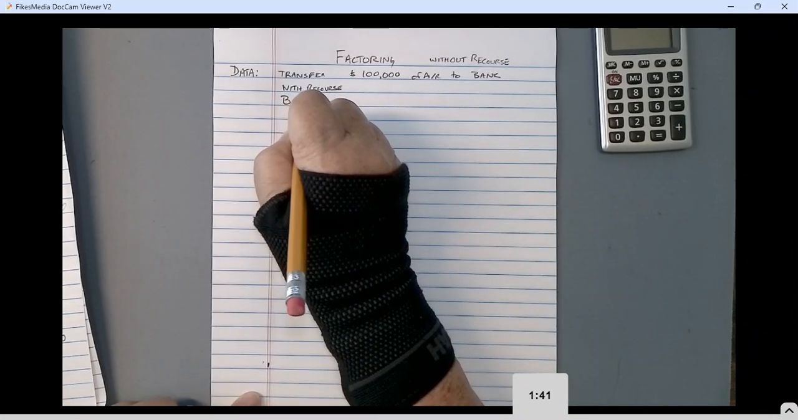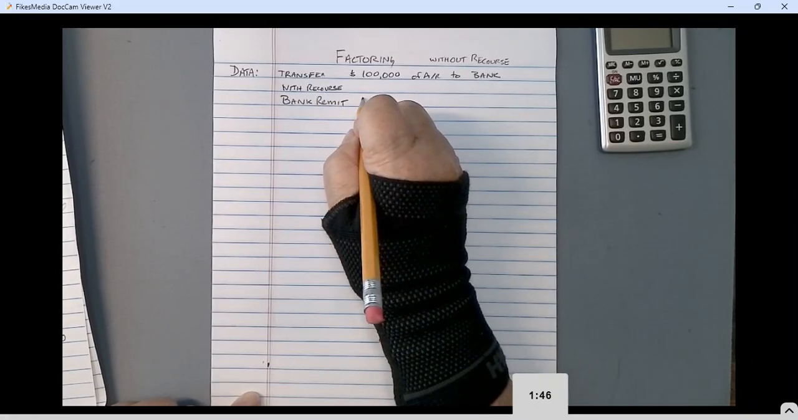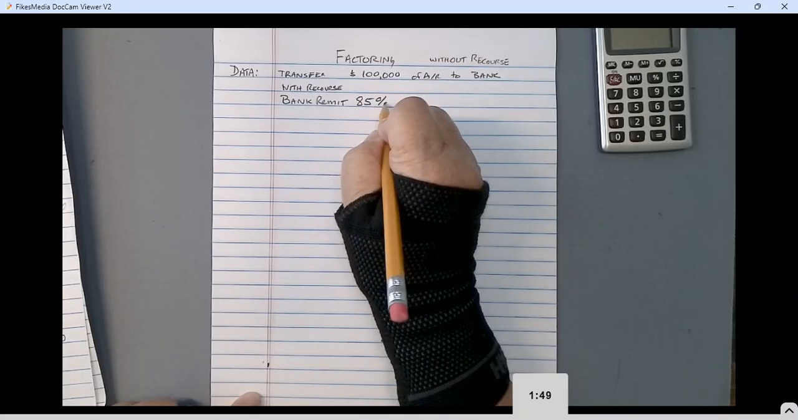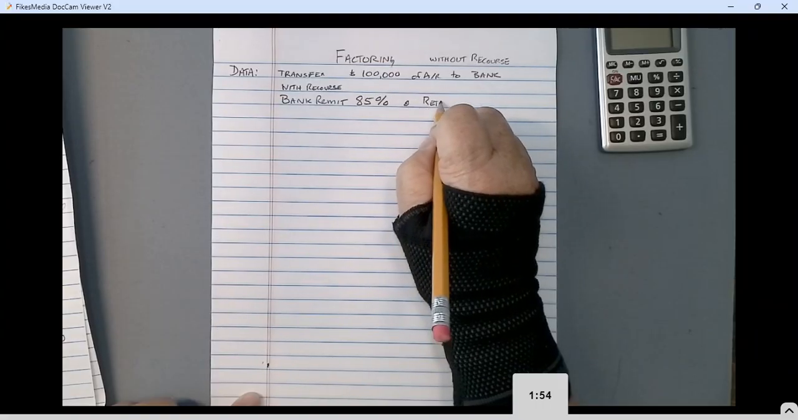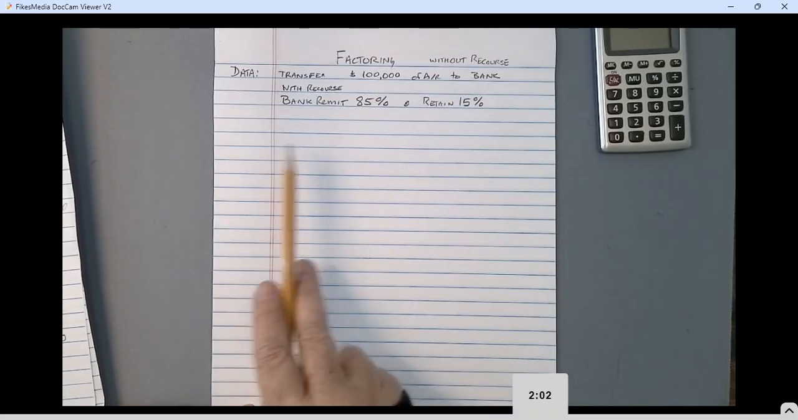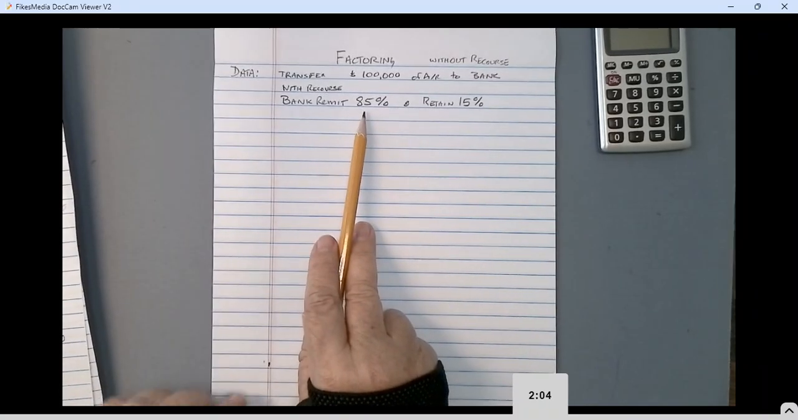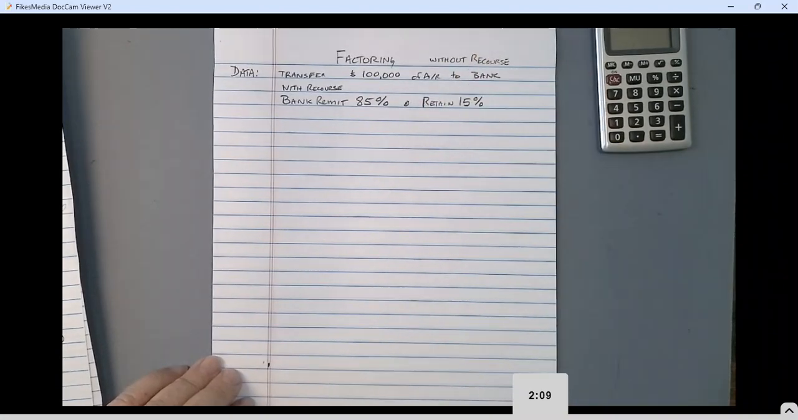How much is the bank going to remit to the company? They're going to remit 85% of those receivables, and they're going to retain 15%. Okay? So when he goes to the bank to get some money selling these receivables, he's going to get 85%. The bank's going to say, I'm retaining 15% because I, as the buyer, have assumed the risk of bad debt. And that's what that retainage does.